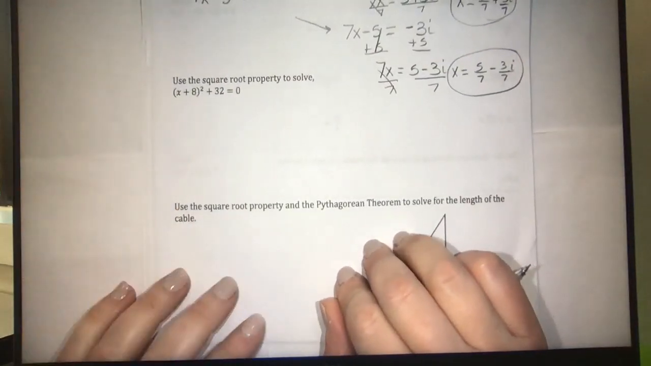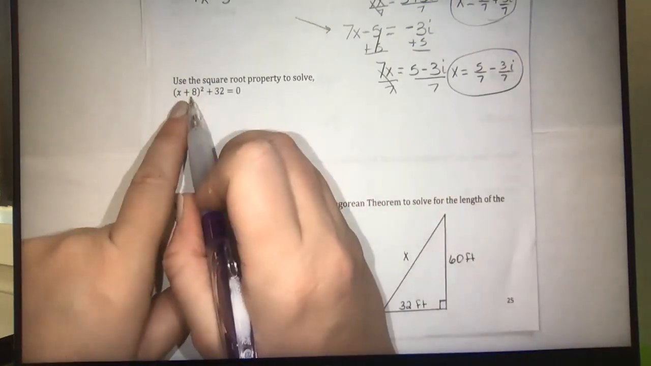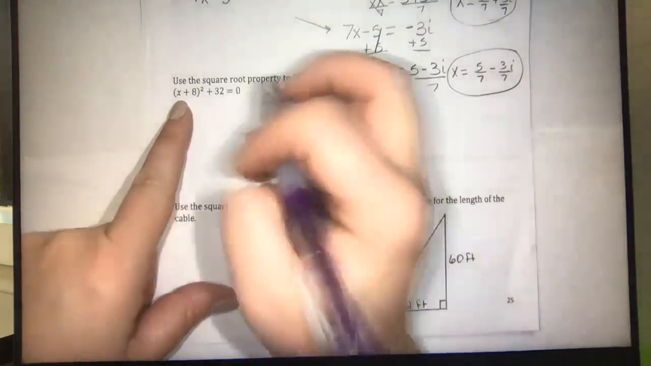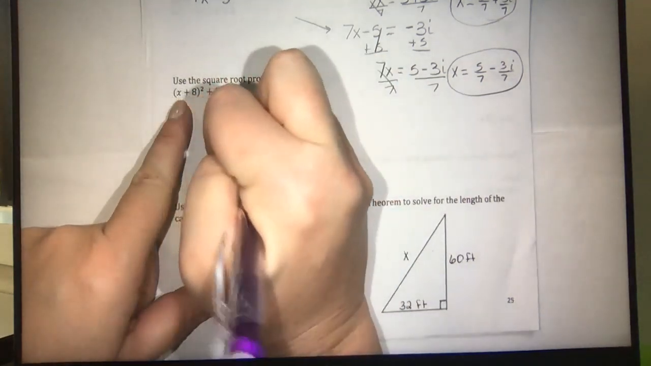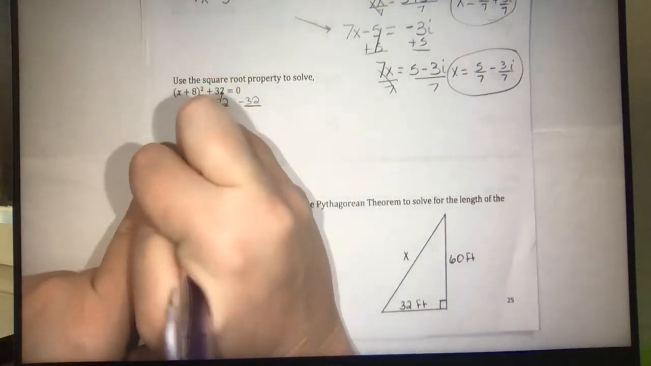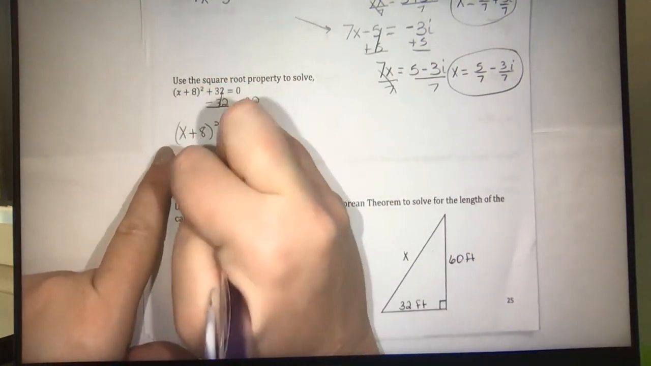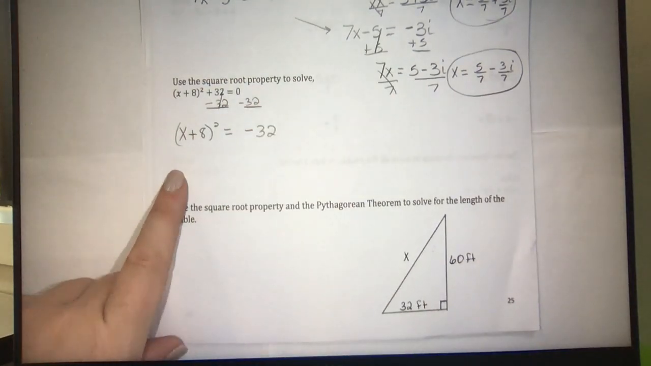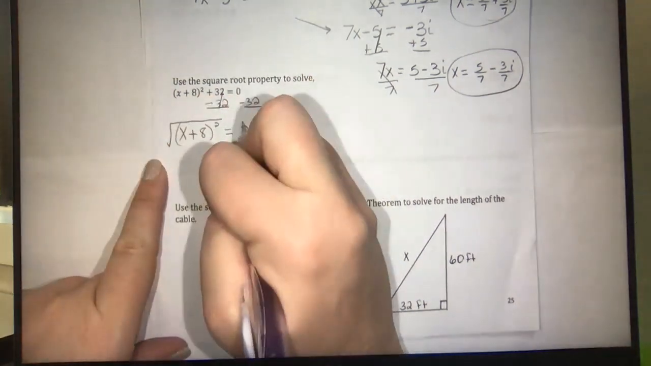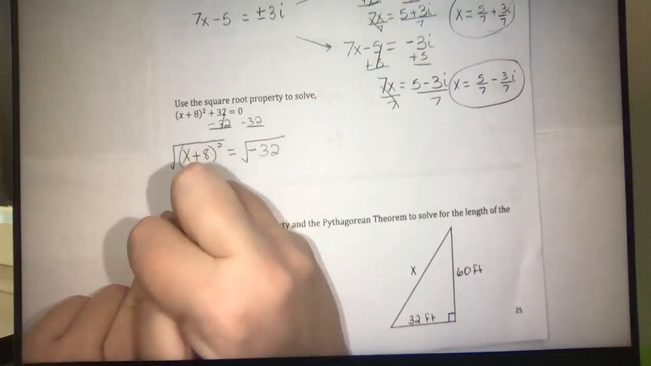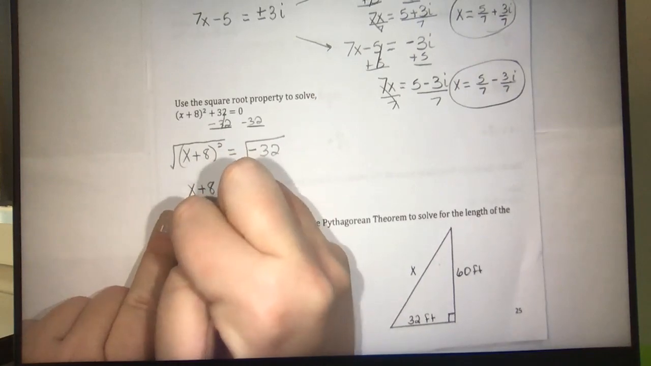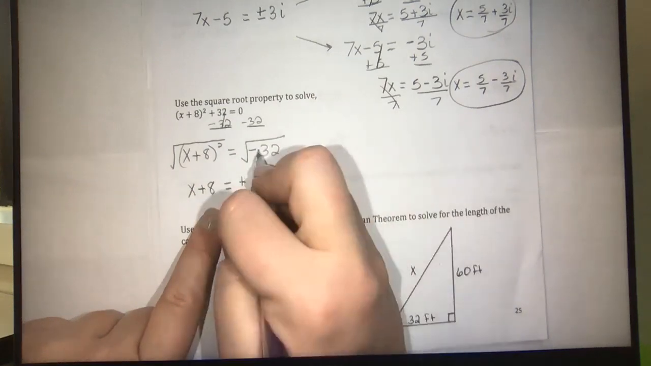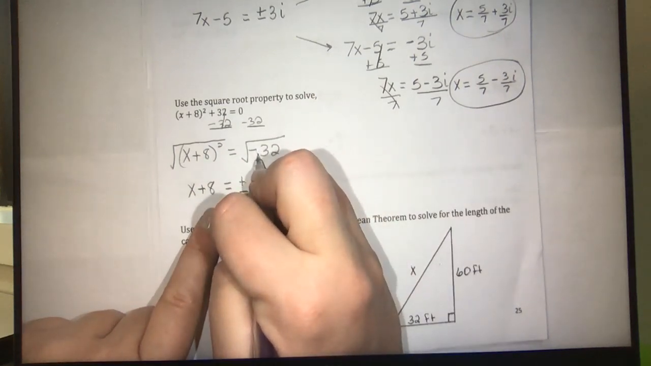Okay, use the square root property to solve. There's my squared term. He's not isolated. Can I just start taking the square root of both sides? No. Let's subtract 32. I get 8 plus x, that whole thing is squared, and there's a negative 32. Okay, now that I'm isolated, I'm going to take the square root of both sides. I'm going to get x plus 8 on the left. I'm going to get a plus and minus on the right. I know I'm going to have an i because there's a negative under there.